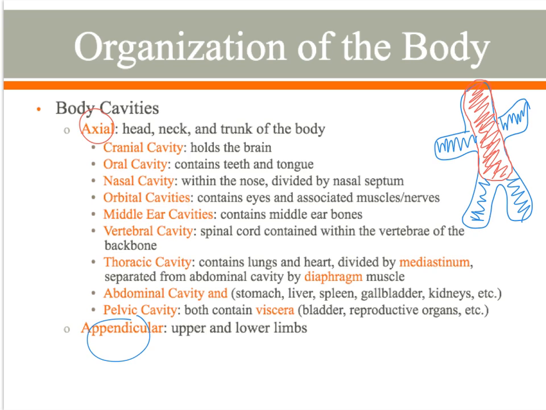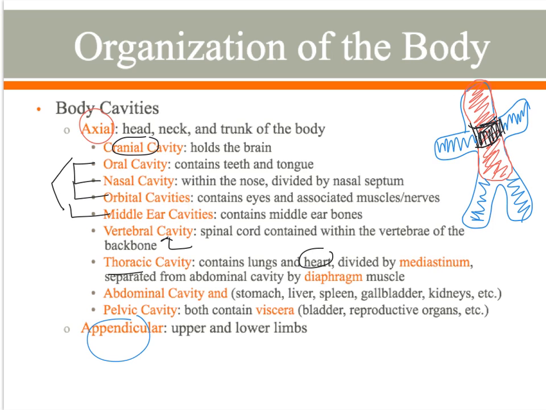We are going to talk about the cranial cavity, which is where the brain is. We will talk a little bit about the oral, nasal, and orbital and middle ear cavities, all when we study the senses. We're not going to talk all that much about the vertebral cavity, which is the spinal cord or the backbone of the body, but we will a little bit. We will talk about the thoracic cavity when we study the heart and vessels of the body, because that's where the heart is found.